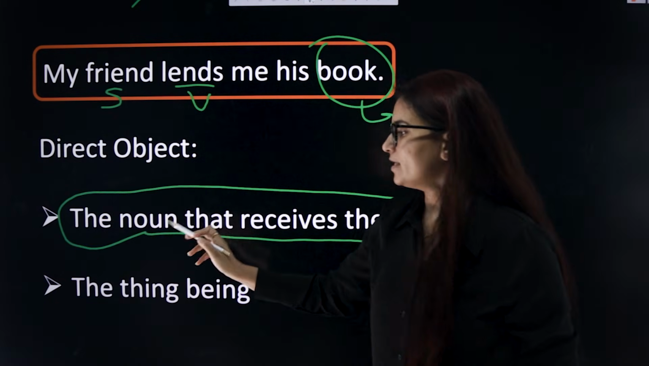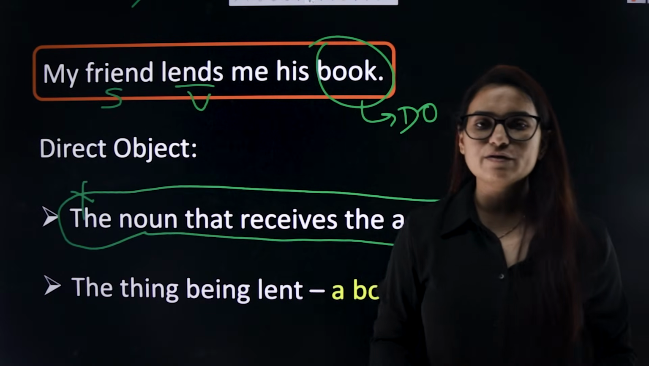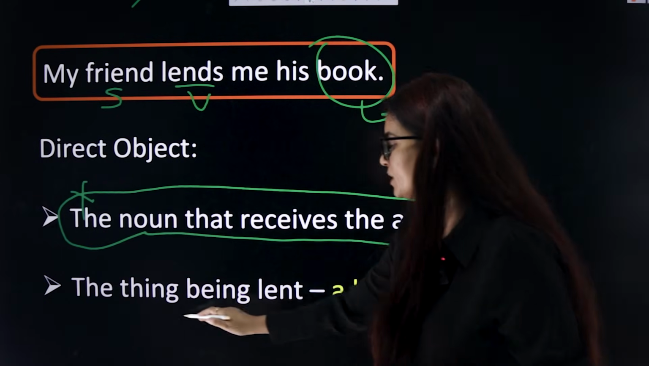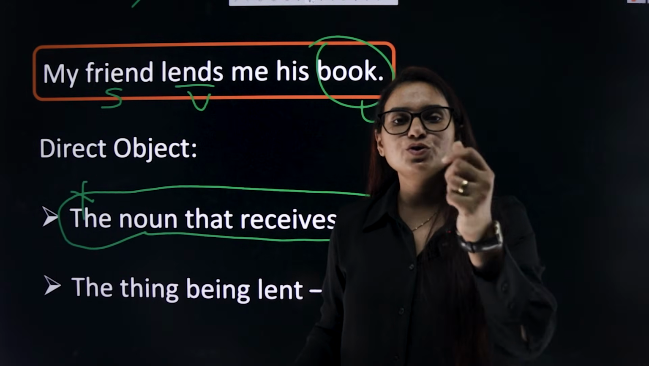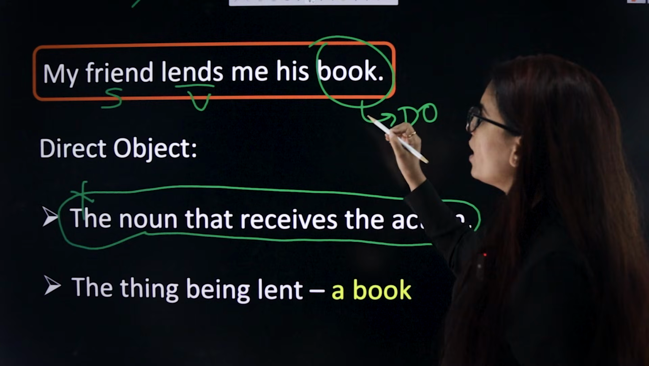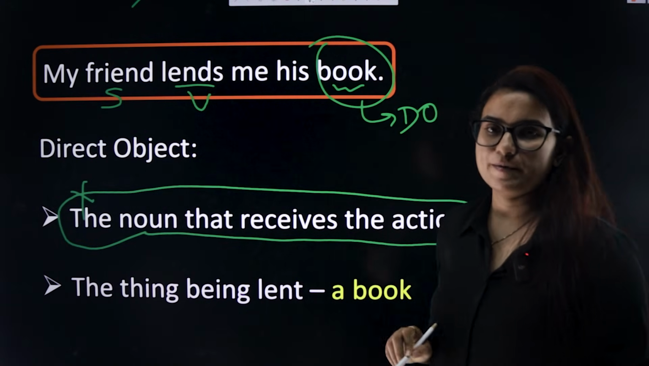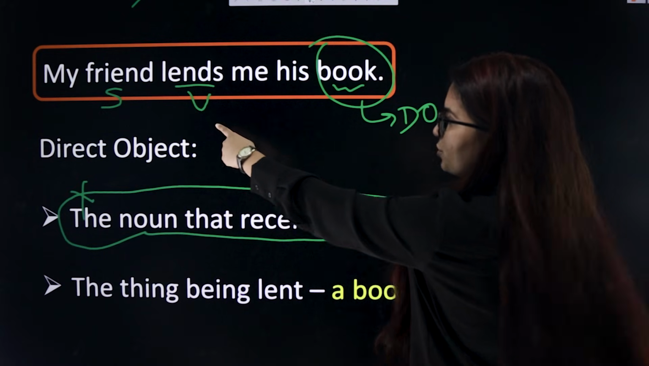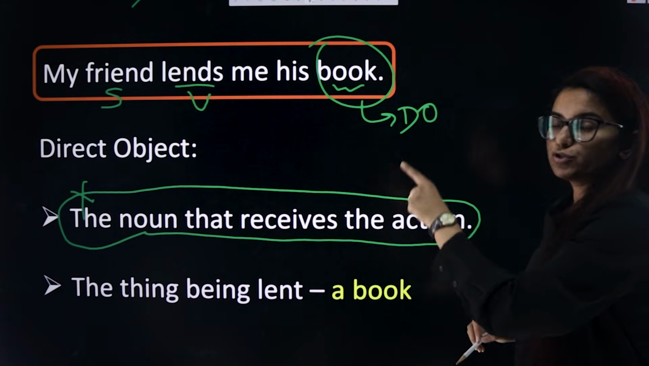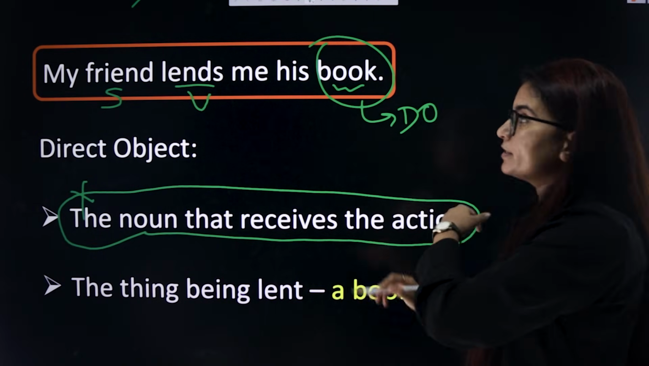Now, I am guessing that this sometimes becomes really difficult to understand. So, we'll go with the second definition. That object on which you are performing the action. You are performing the action on the book. Is that clear? My friend is doing the action of lending on the book. So, book becomes direct object.